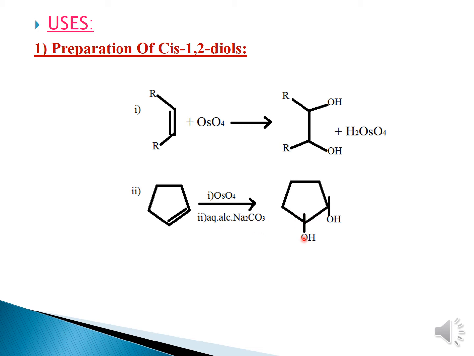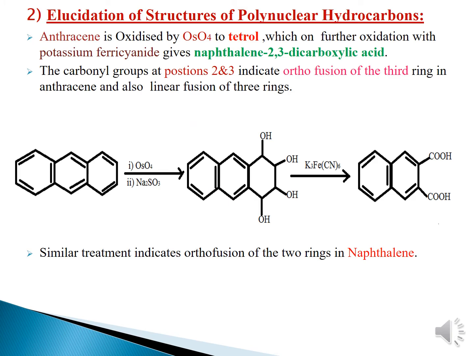the diols are formed in that also. Here it is an indication of the ortho-fusion in the third ring. You can see here, this is the third ring. There is an ortho-fusion reaction taking place. In the case of anthracene, it is an ortho-fusion reaction, and you can also call it a linear fusion of the three rings.